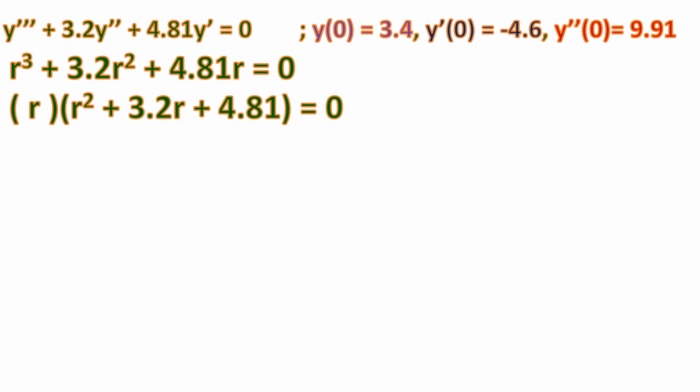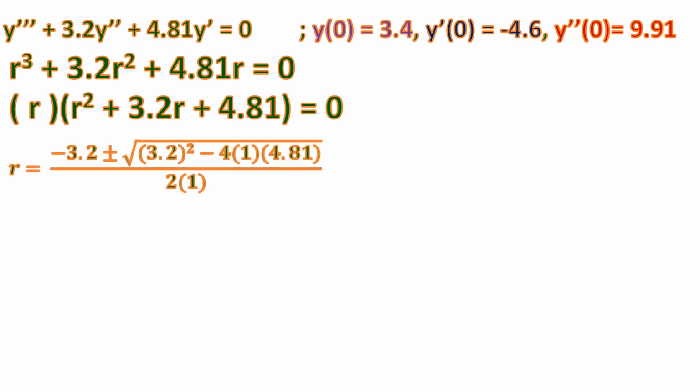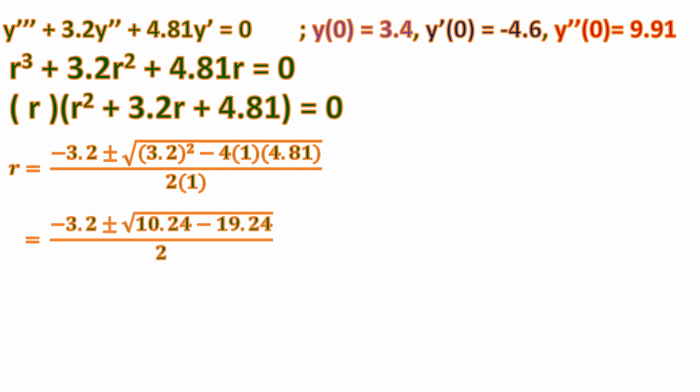And then we're going to factor this, but it's hard for us to use factoring with cross multiplication, because it contains decimals and it's hard for us to find pairs of 4.81 to get a sum of 3.2. So we'll just use the quadratic formula where a is 1, b is 3.2, and c is 4.81. And so 3.2 squared is 10.24, minus 4 times 1 times 4.81, which is 19.24.